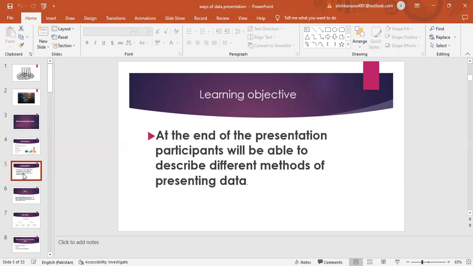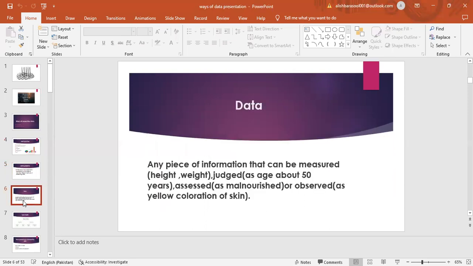Learning objective. At the end of the presentation, participants will be able to describe different methods of presenting data. What is data? Any piece of information that can be measured, like height and weight, judged, as age about 50 years, assessed as malnourished, or observed as yellow coloration of the skin.